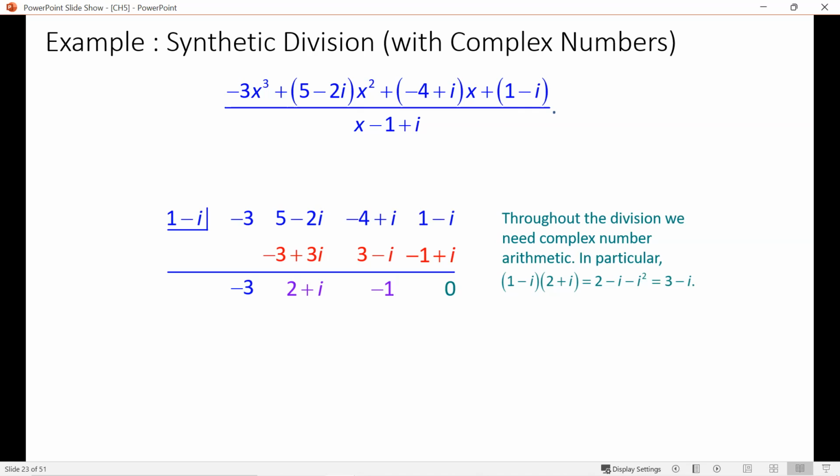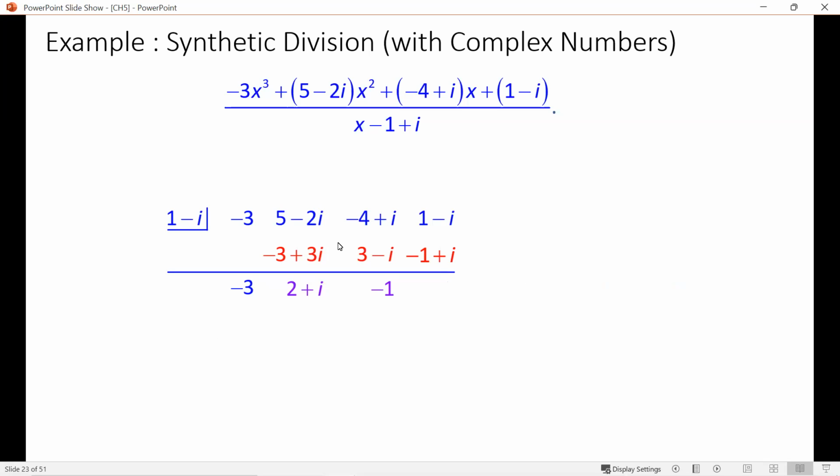Because i is the square root of -1. So i squared is just a -1. And we have our quotient. Sorry, and that's complex number synthetic division. Let's take a second and go through this division so that you understand how complex number multiplication works. All right, so we multiply the -3 times 1 and the -3 times -i, and that gave us -3 plus 3i. Then we just do the addition here.